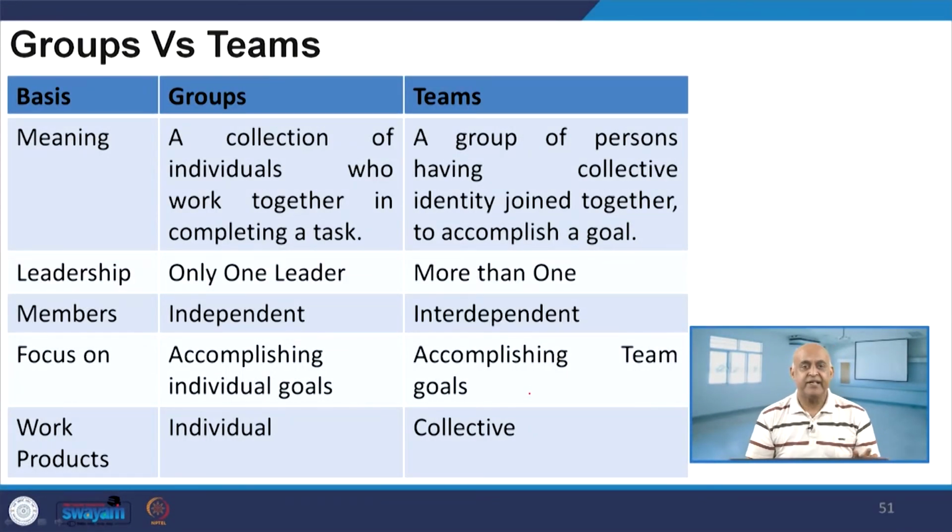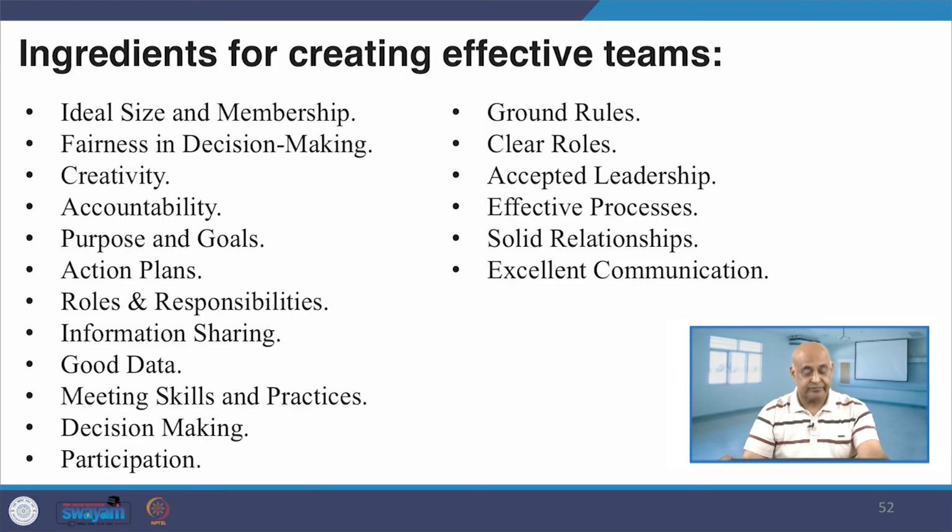So ultimately, we will understand the difference between a group and a team. A group is a collection of individuals who work together to complete a task, a group of persons having a collective identity joined together to accomplish a goal. In leadership, in a group there is only one leader; in a team there is more than one, because their accountability is there, they can take decisions. So that is the meaning of leadership. Group members are independent, a team is interdependent; a group focuses on accomplishing individual goals, in a team it is team goals. Work products are individual in a group, and collective in a team.